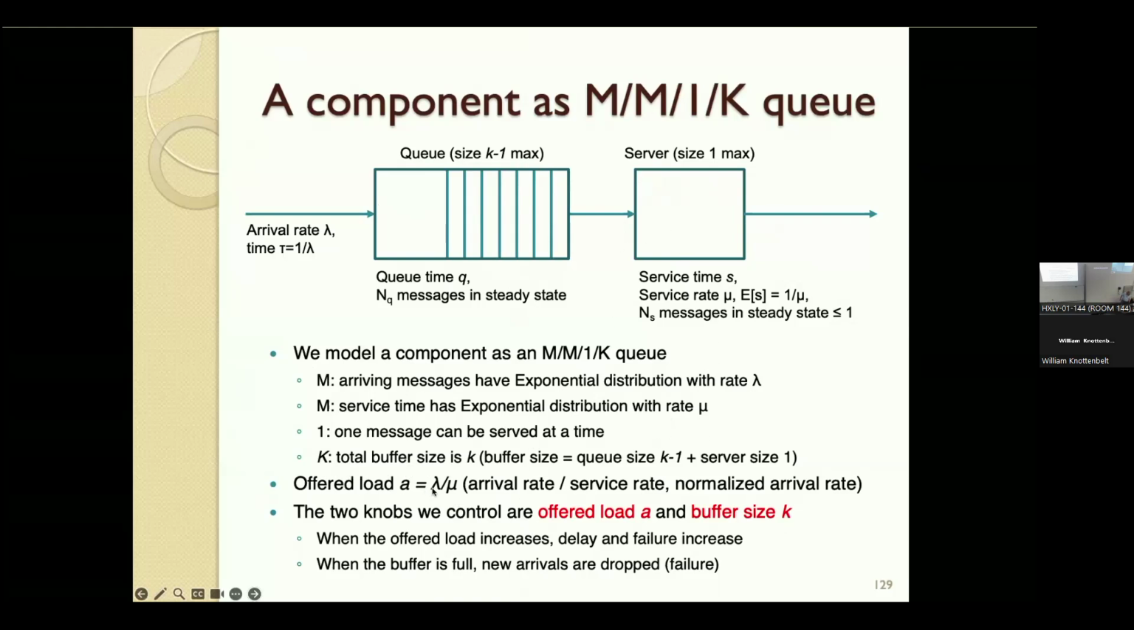So the 2 knobs we control here are offered load and buffer size. Notice one of these, offered load, is dynamic and changes when the system is running. Buffer size is more like a fixed hardware limit. And when the offered load increases, both delay and failure increase. When the buffer is completely full and new messages arrive, in the MM1K any new arrival is dropped. That is the source of failure in this kind of queue. So this tells us the basic queue.